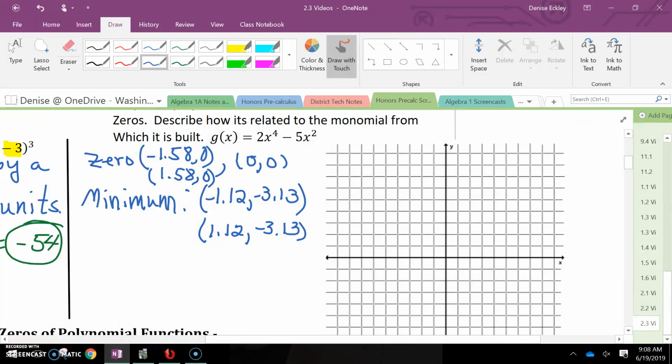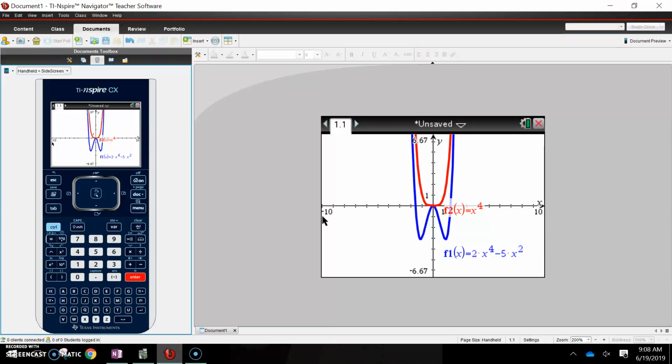And by the way, we do have a local max at 0, 0 on that graph, because when it touches 0, that's a local max in that area.